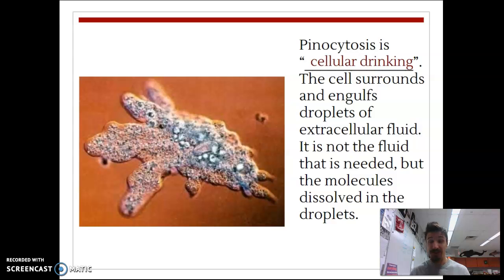And you don't necessarily need to know the difference between phagocytosis and pinocytosis. You just need to know that they are both forms of endocytosis, the cell taking things in, and it requires energy, so it's active transport.